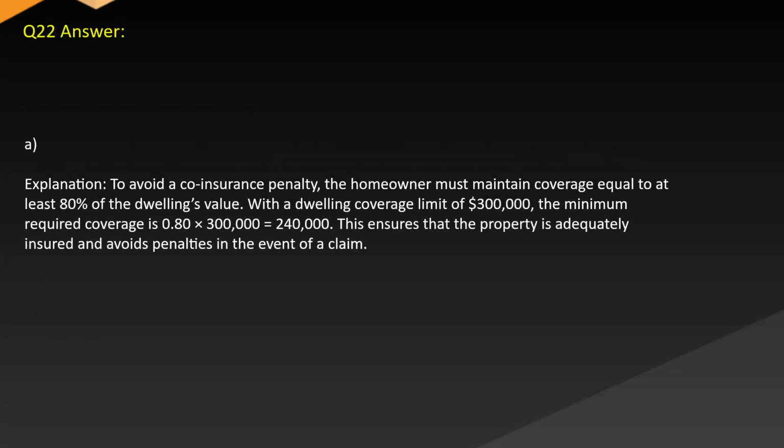Answer A. Explanation. To avoid a coinsurance penalty, the homeowner must maintain coverage equal to at least 80% of the dwelling's value with a dwelling coverage limit of $300,000. The minimum required coverage is 0.80 x 300,000, which equals $240,000. This ensures that the property is adequately insured and avoids penalties in the event of a claim.